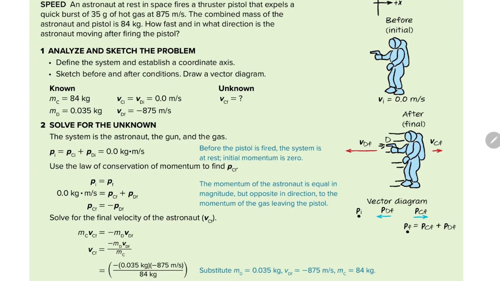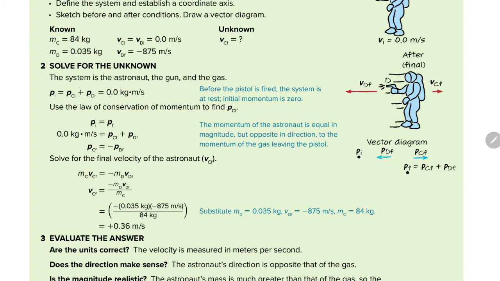In the beginning, we have our law, which is P initial equal to P final. Here we have the velocity of the astronaut, Vc, and Vd equal to 0, so the momentum initial is equal to 0 also. So we have P final equal to PC final plus PD final. When you move PD final to the other side, it will be negative. So our law will be PCF equal to minus PDF.